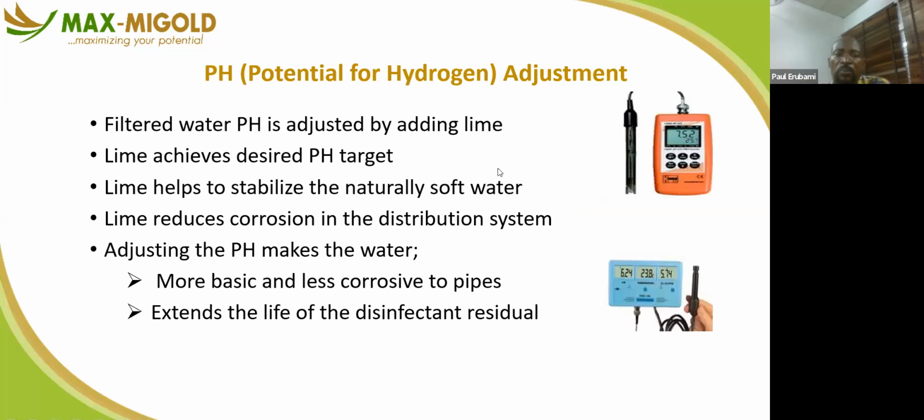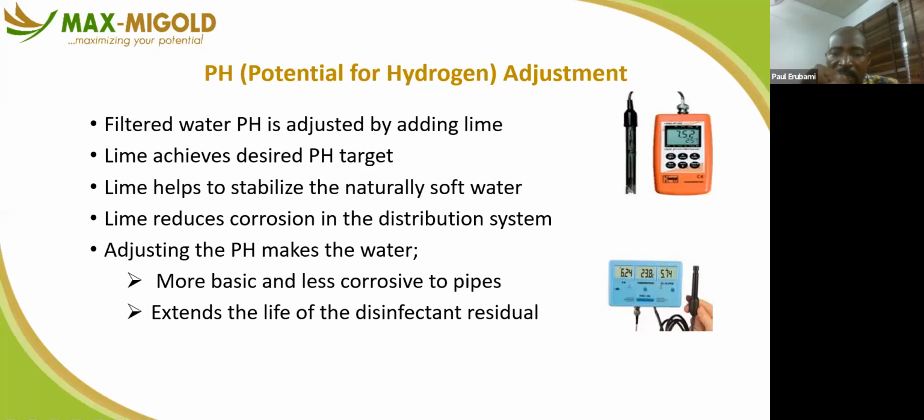pH. The acceptable pH for water is between 6.5 to 8.5. When you have less than 6.5, that means the water is acidic. When you have more than 8.5, the water is alkaline. So filter water pH is adjusted by adding what? Lime. When you have more of alkaline, you use lime. But when the pH is lower, you can use lime as well. Lime achieves the desired pH target.